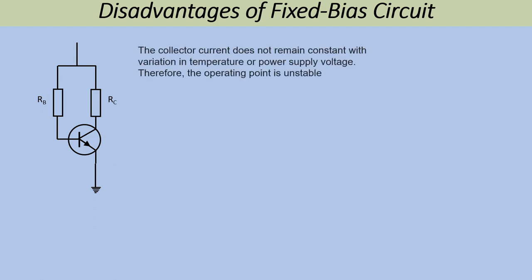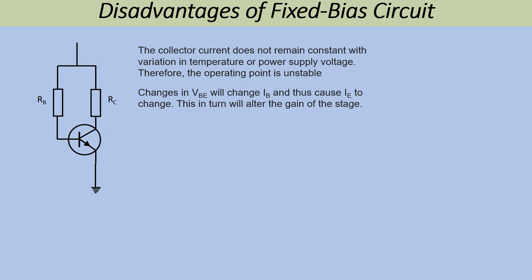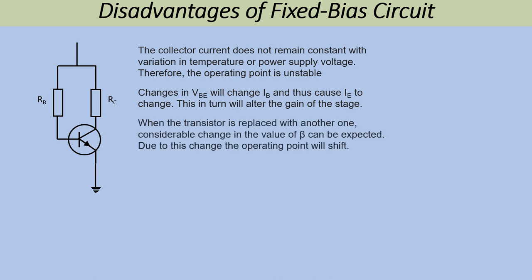One of them is that the collector current doesn't tend to remain constant with variations in temperature or power supply. Therefore, we say that the operating point, the Q point, the quiescent point, is unstable. Small changes in the base-emitter voltage will change the base current and thus cause the emitter and collector currents to change, and this will in turn alter the gain of the stage. So the gain tends to fluctuate quite a bit with this arrangement.